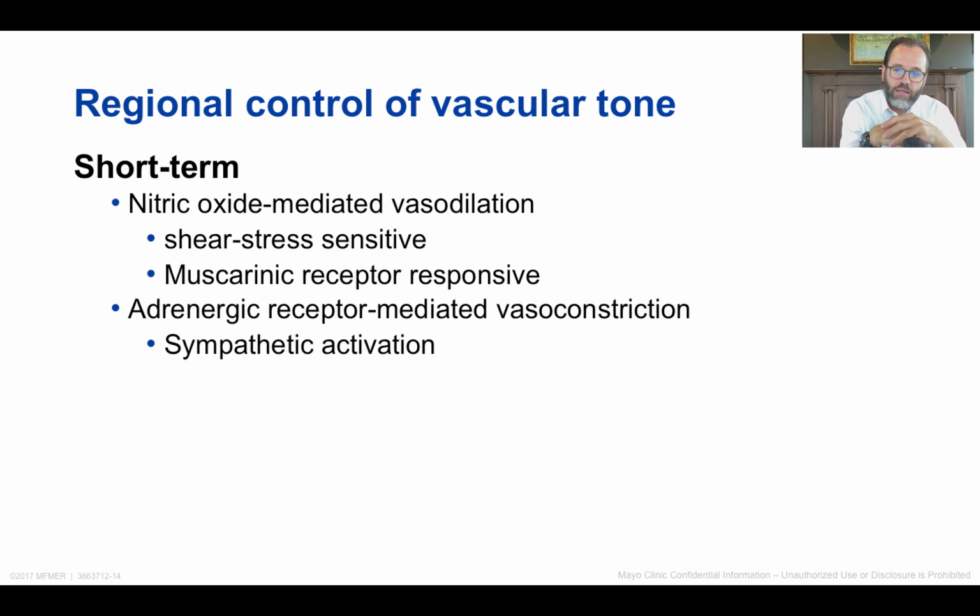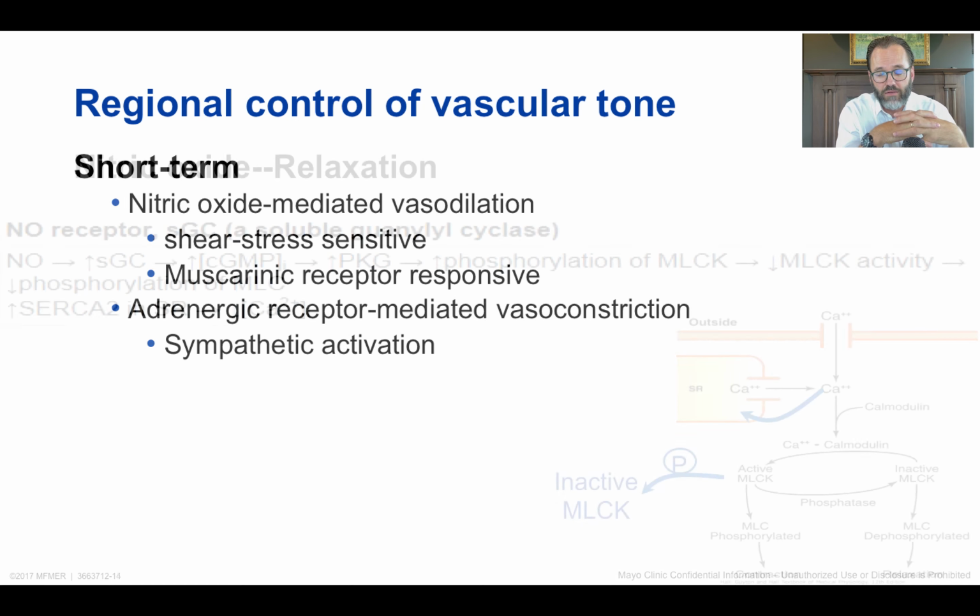Now, when we're also looking at short-term mechanisms that contribute to increases in vascular tone and vasoconstriction, there we predominantly have adrenergic receptor-mediated vasoconstriction, and that is mediated by sympathetic activation. So that fight or flight mechanism, where you get increases in sympathetic nervous system outflow, results in vasoconstriction in relatively inactive beds and the preferential redistribution of blood flow to metabolically active regions.